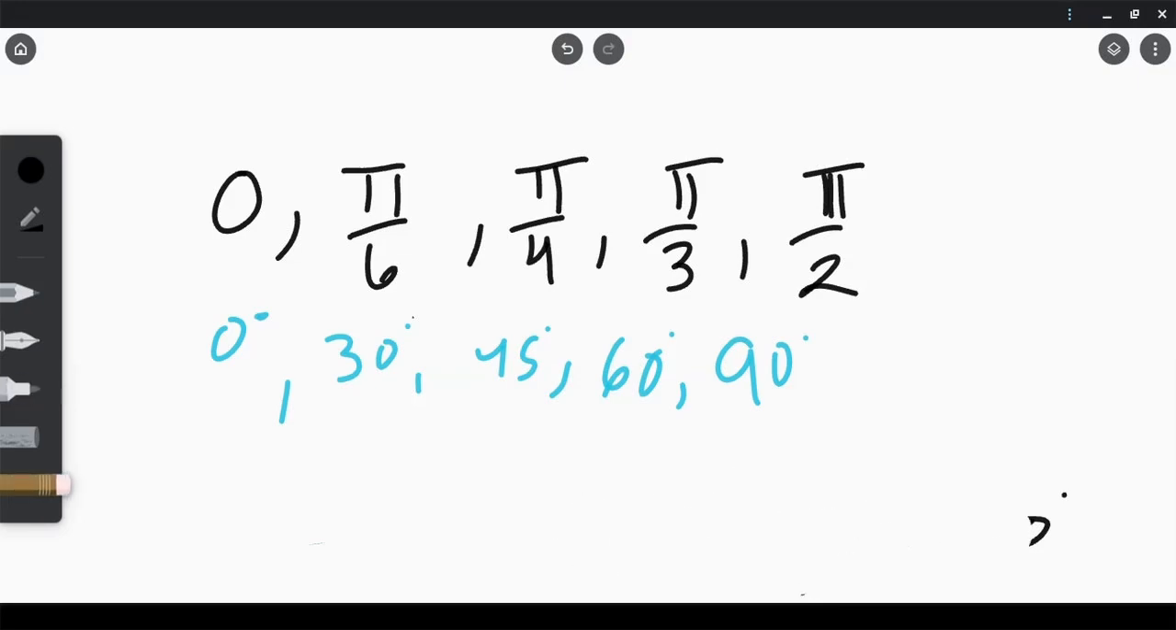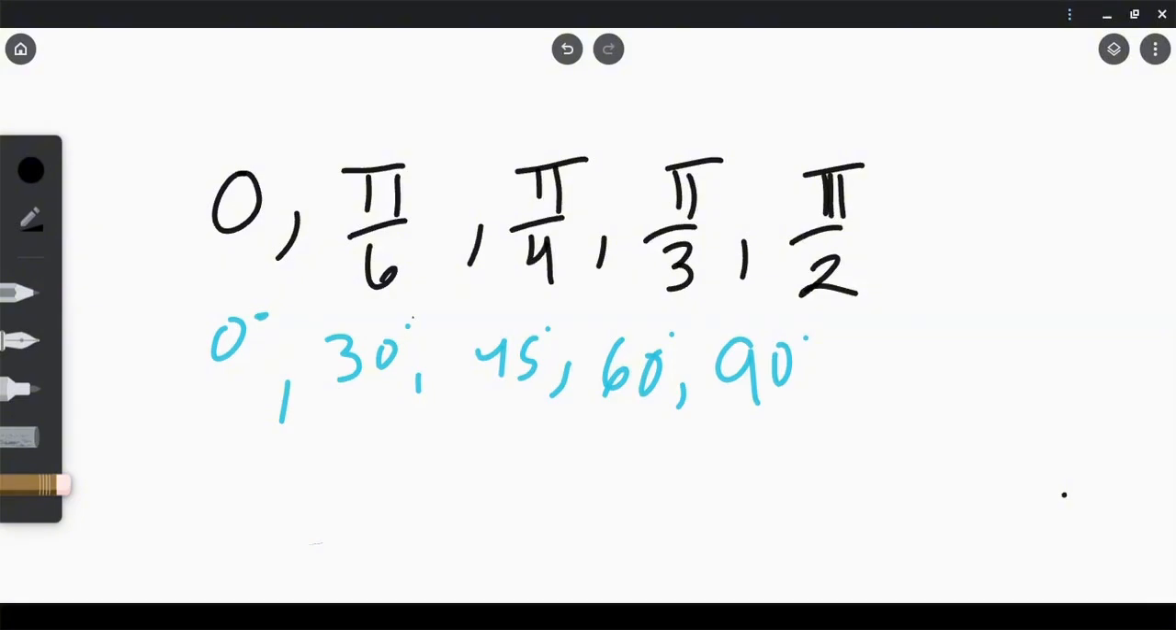And you can do the same for the other ones. For pi over 4, you do the same thing: pi over 4 times 180 over pi. You cancel this out, and how much is 180 divided by 4? Very simple, that's 45. So whenever you want to convert pi to degrees, you just have to multiply by 180 over pi.